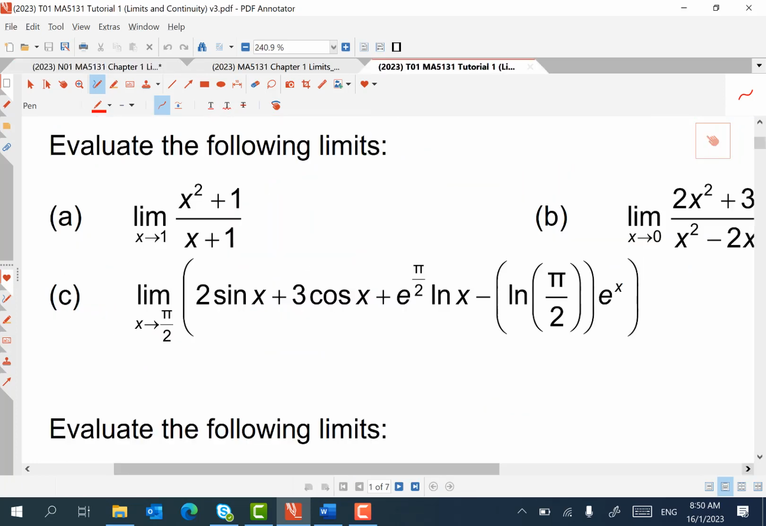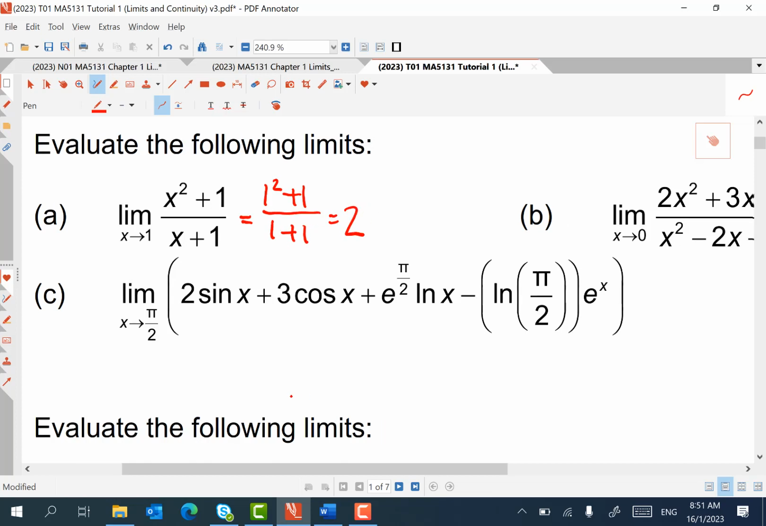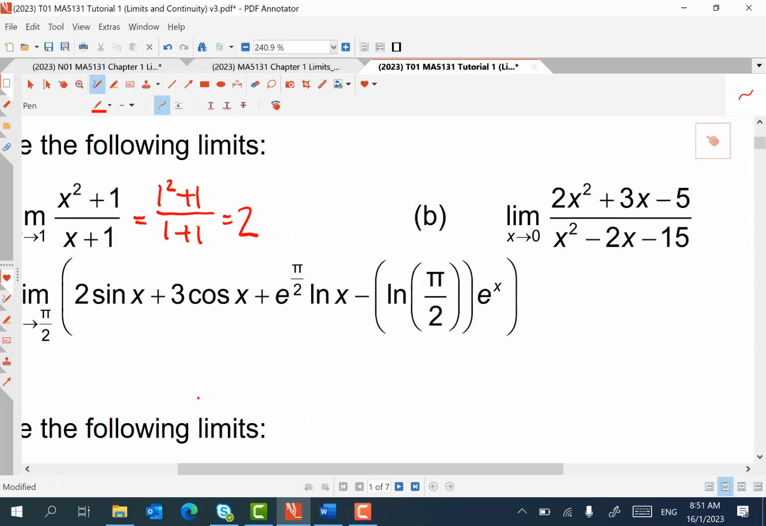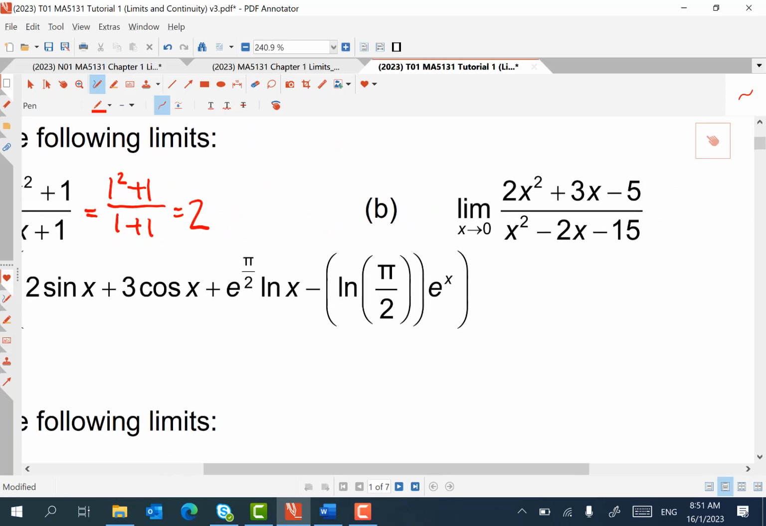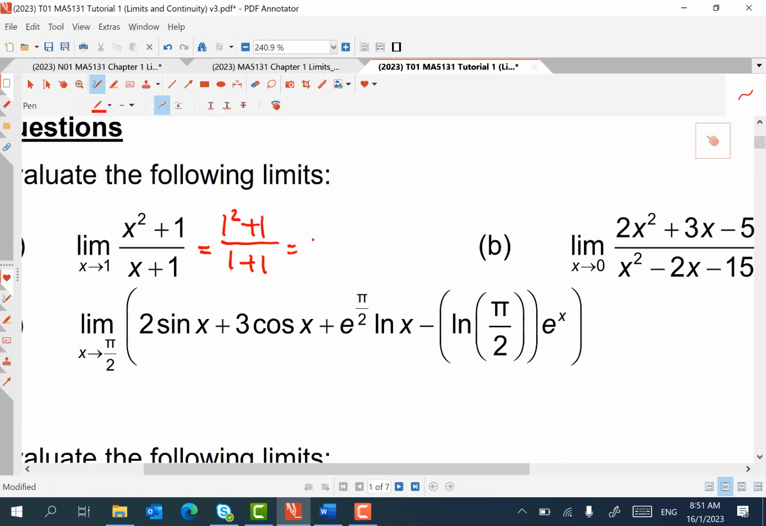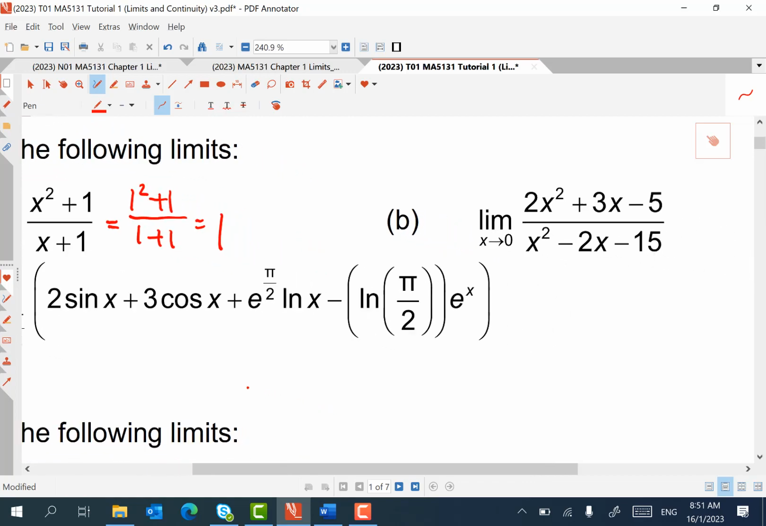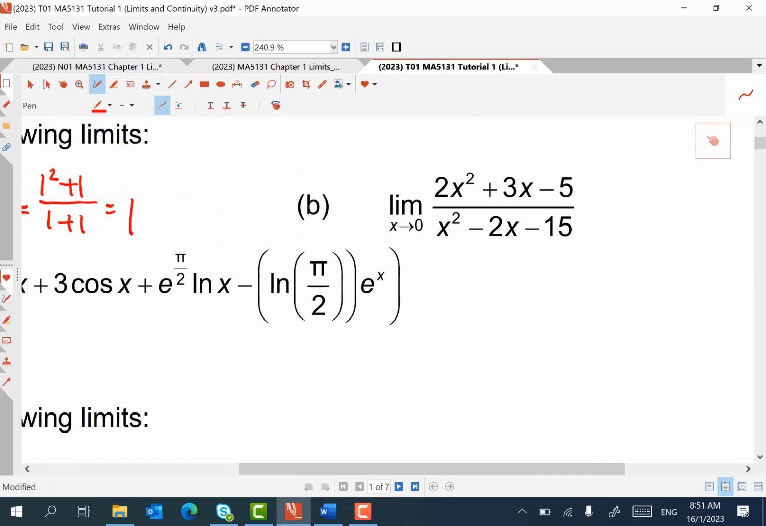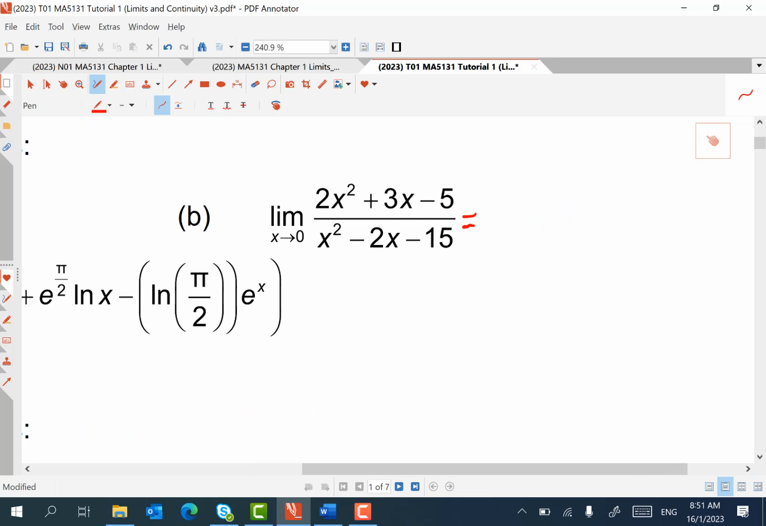In the first question, if I ask to find the limit of this function, it is simply 1 squared divided by 2. I was just kidding. Sorry. You want to present it nicely. For this one, instead of writing the answer immediately, it is 0.